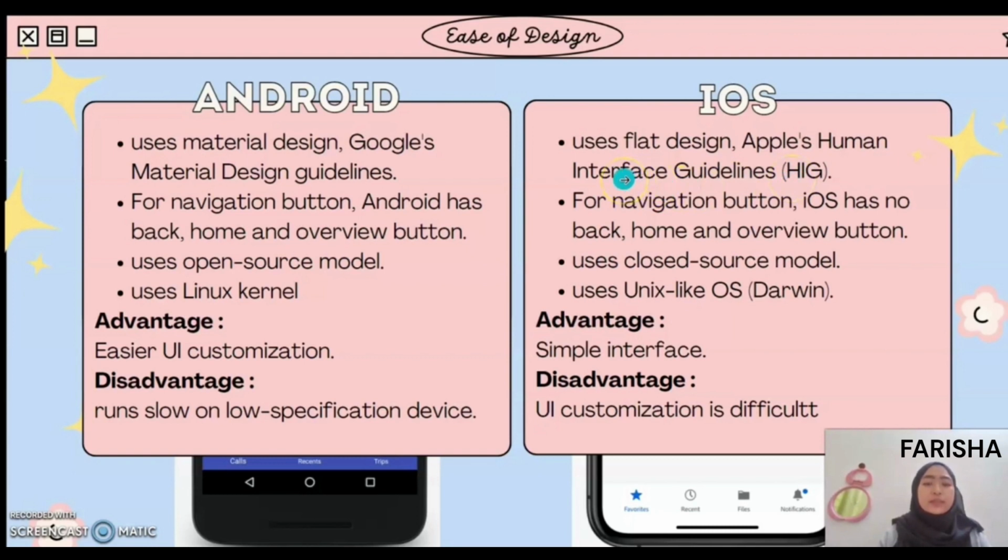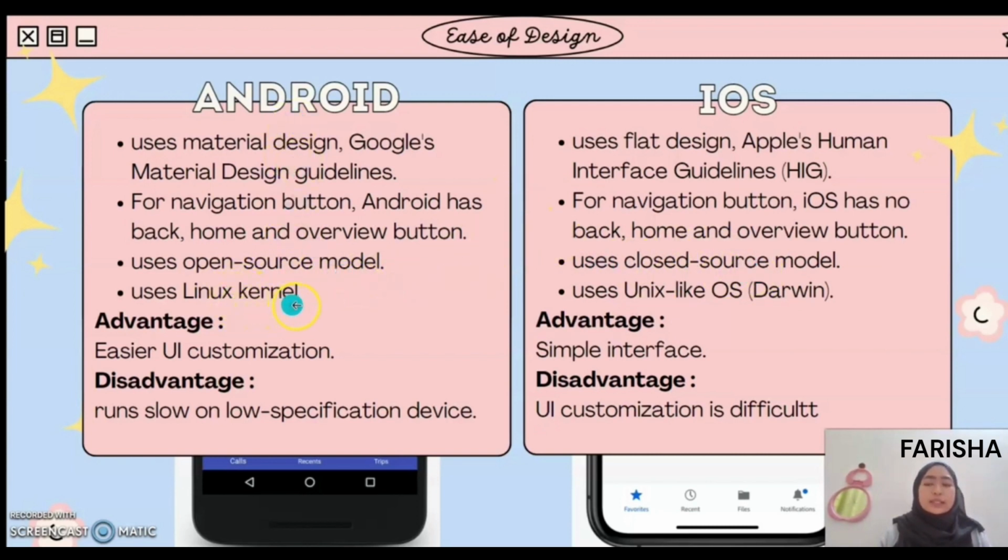The first difference between iOS and Android is obviously in terms of the navigation interface. Android has back, home, and overview buttons at the bottom, while iOS has no back, home, and overview buttons, but users can still see the overview by swiping up from the bottom left. Next, Android uses an open source model, while iOS uses a closed source model.